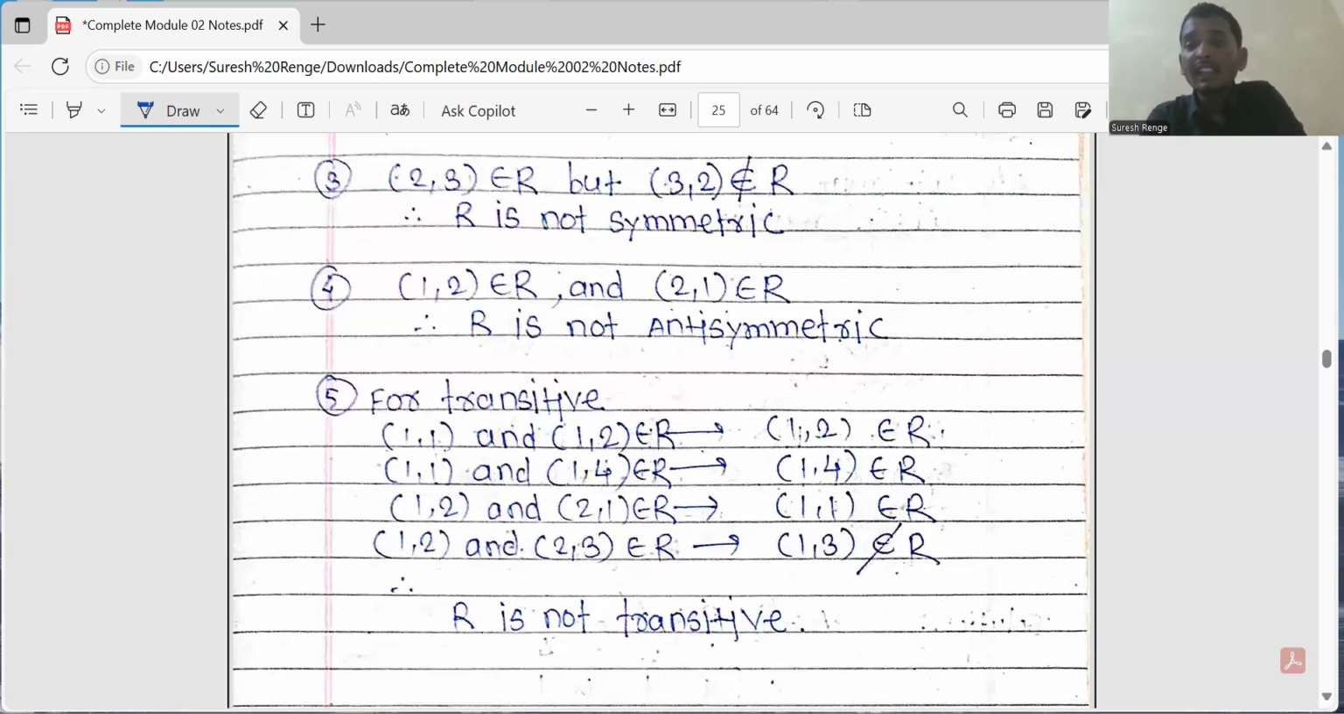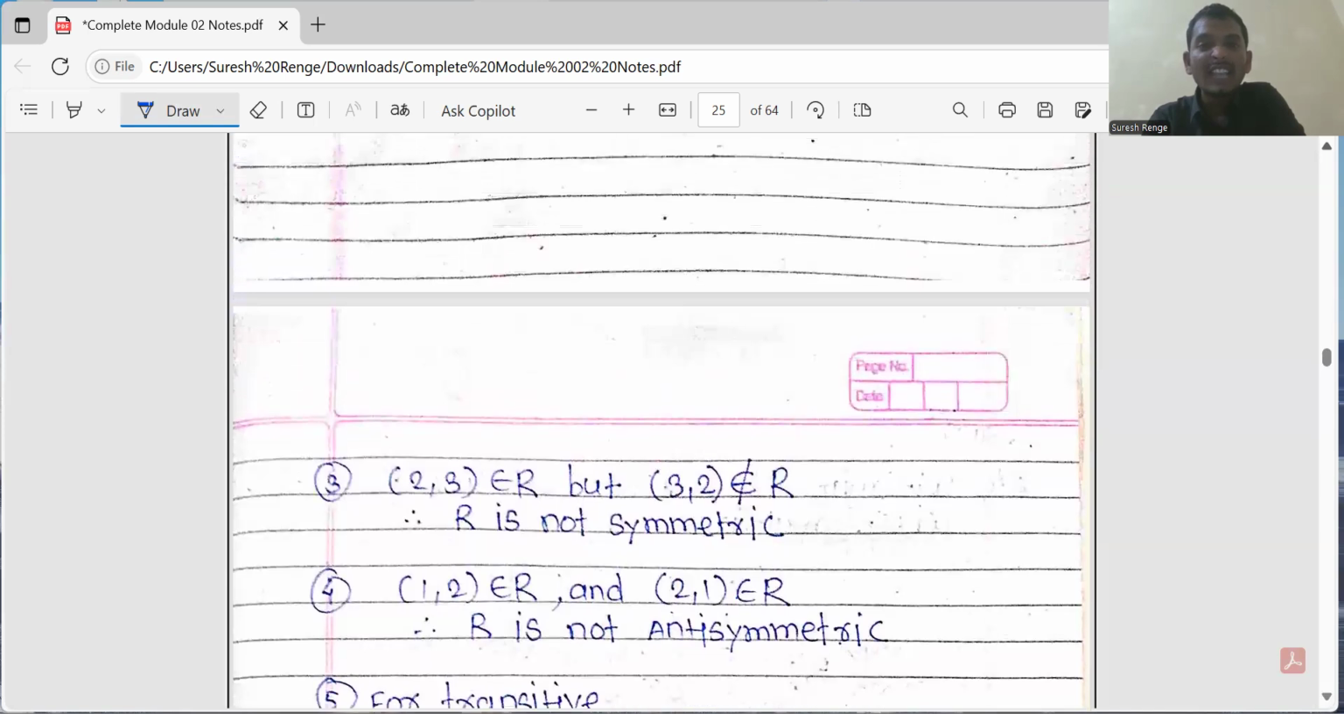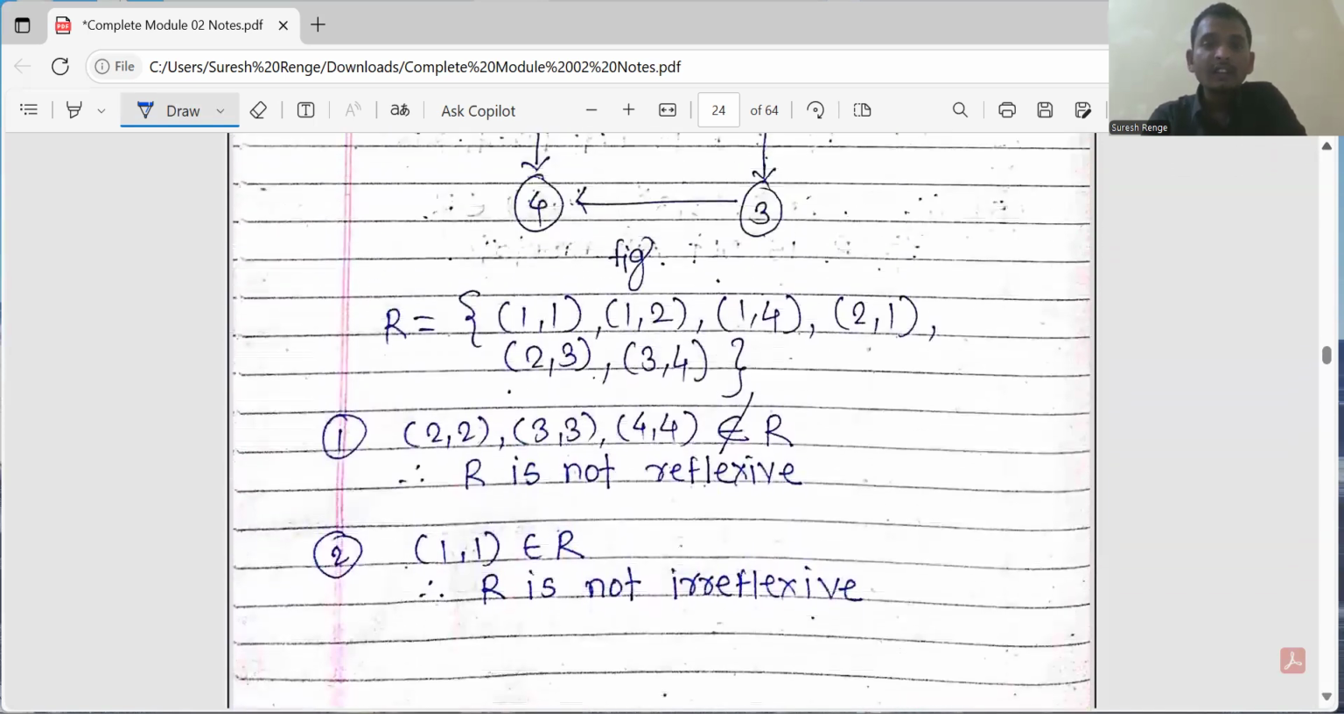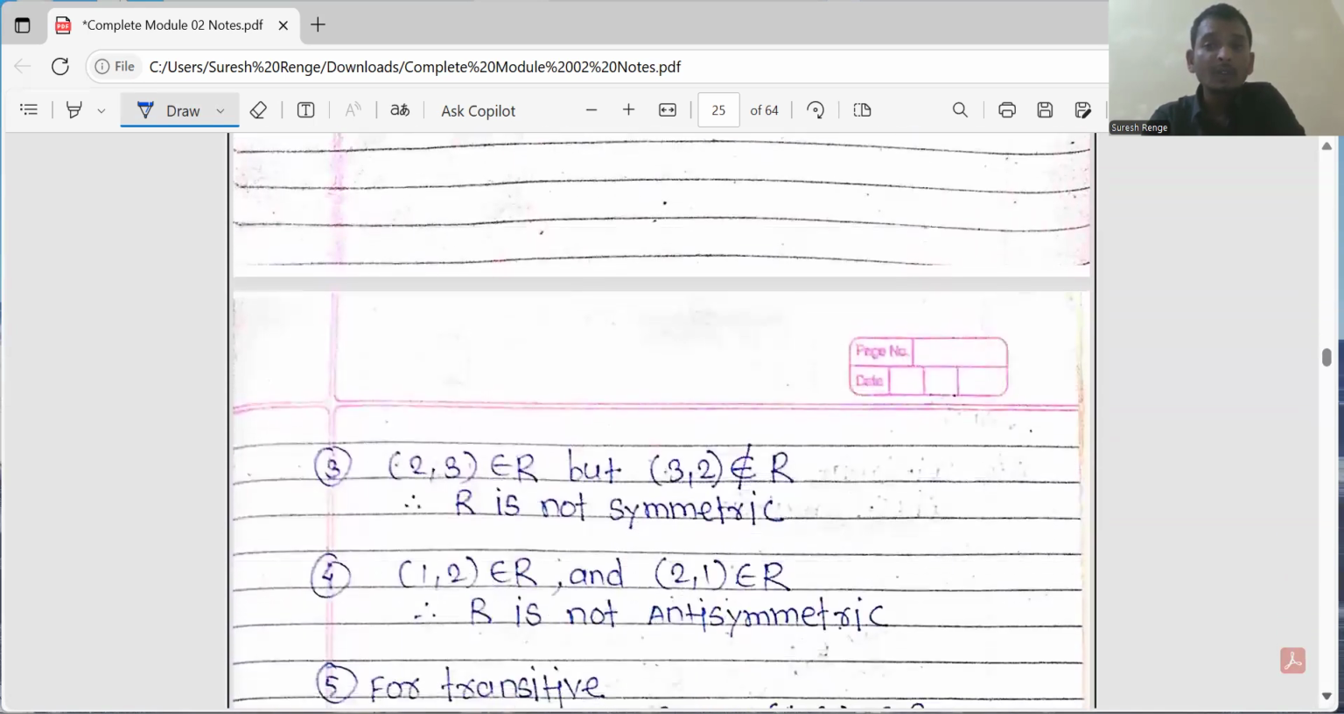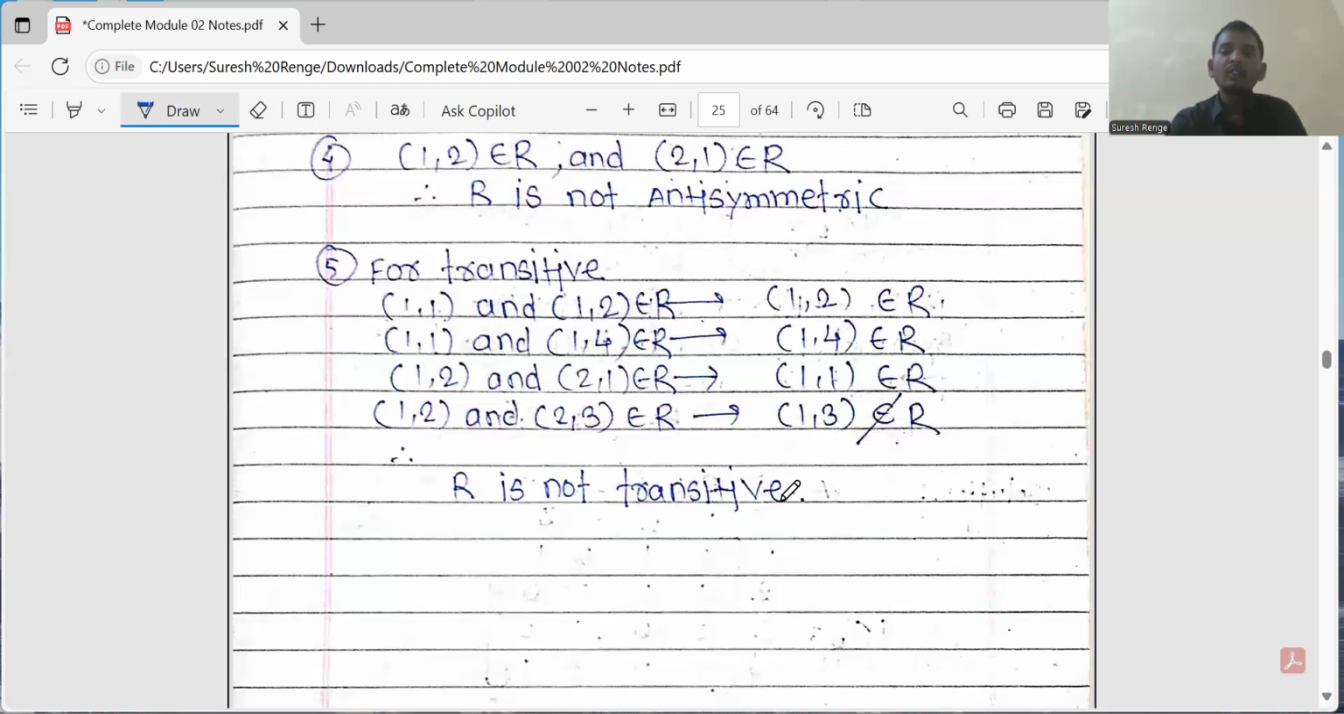But observing the relation, there is no element 1 comma 3 available in it. Therefore, we conclude that 1 comma 3 does not belong to relation R. We are able to find one pair which does not follow the transitive property, so directly we can say that the relation is not transitive.